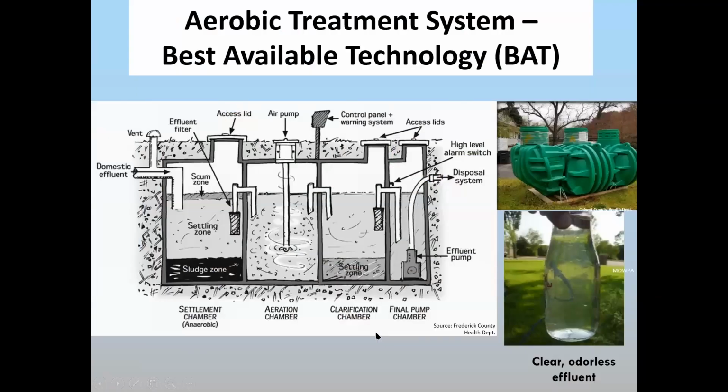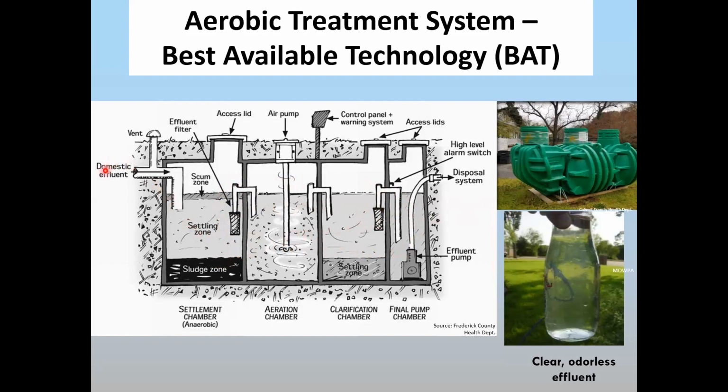Then we have what's called an aerobic treatment unit or advanced treatment unit. Here in Maryland, we call it BAT, best available technology. And it's basically like a miniature wastewater treatment plant, if you will, in your backyard. It has multiple compartments. There's 11 different units that are approved in Maryland that have been tested. And this is showing a 4-compartment system here, this basic diagram. Here's an actual picture of a unit right here with 3 access ports.